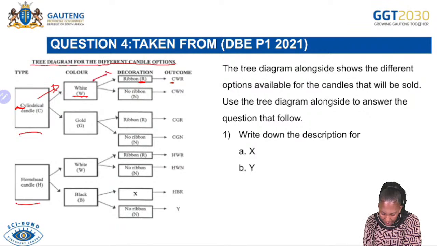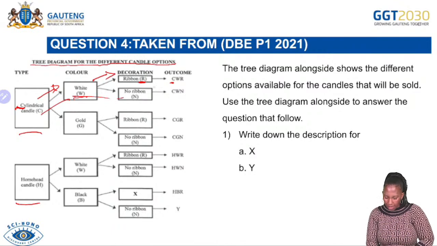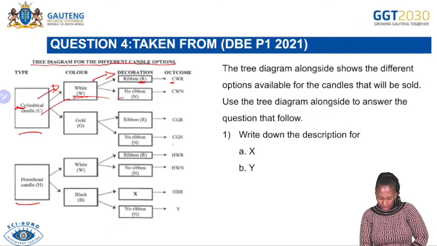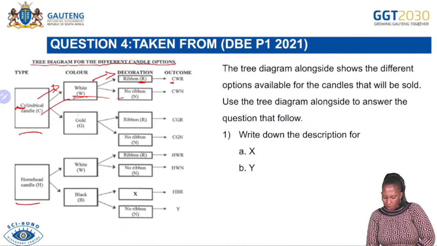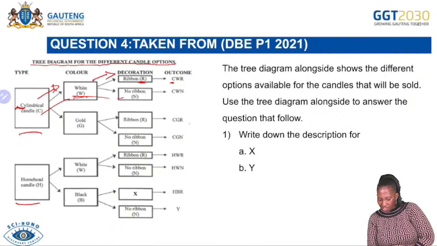CWR. It goes this way. So now, for number 2, it says cylindrical candle with white ribbon, and then N stands for no ribbon. So this one goes this way with no ribbon. And then the gold one, same applies. It is a cylindrical candle with a gold color, and then it has a ribbon, CGR.